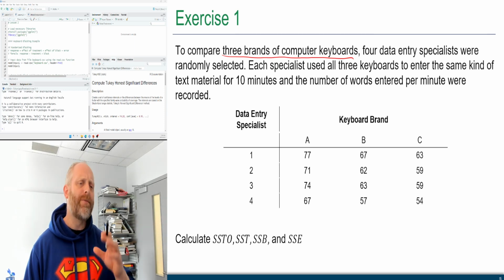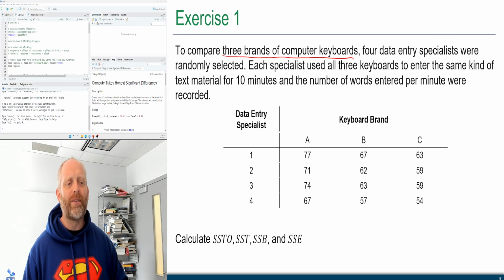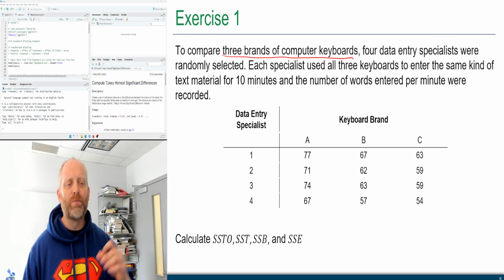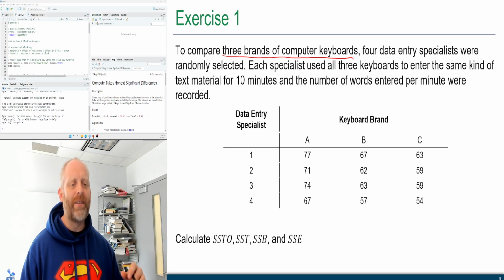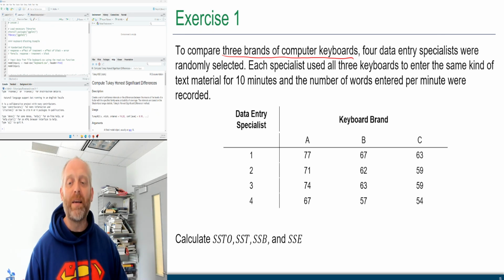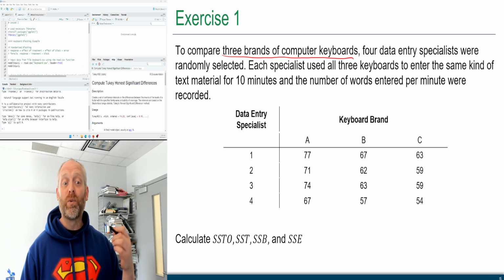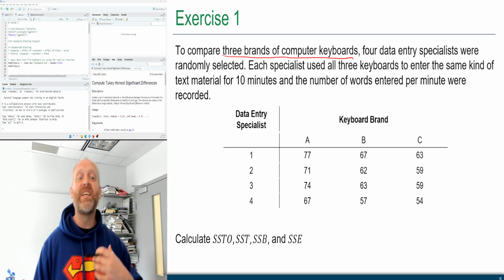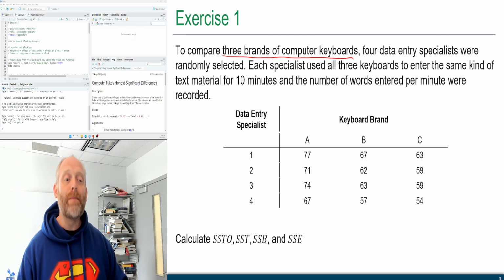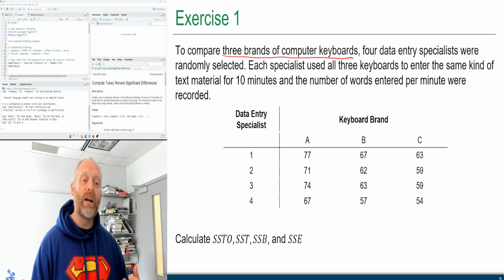So instead of like we did with the gasoline example where I could find 5 different data entry specialists, assign it to the first brand, 5 different to the second, 5 to the third, again, we run that risk of that inherent bias that some people are just better regardless of what keyboard they're using, or worse regardless of what keyboard they're using, and it's going to influence that within treatment variability. So instead, because that bias is potentially there, we build blocks.